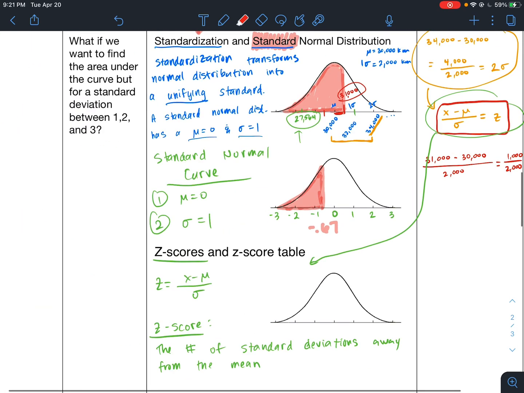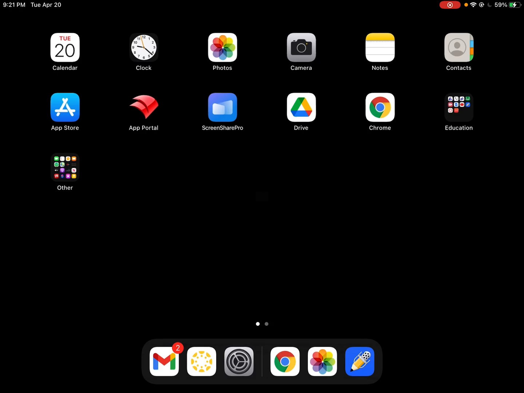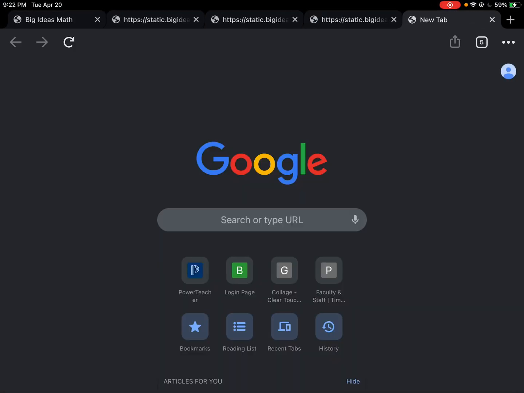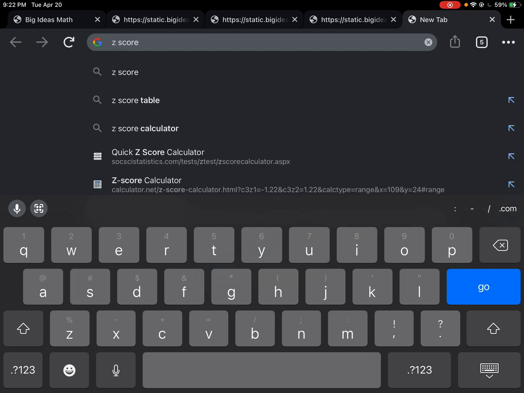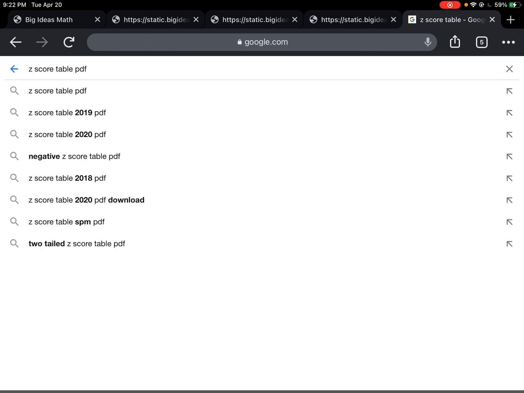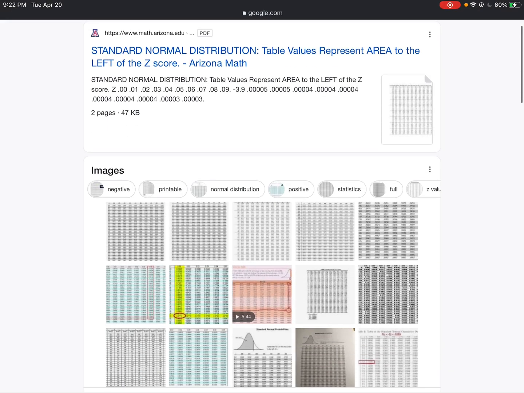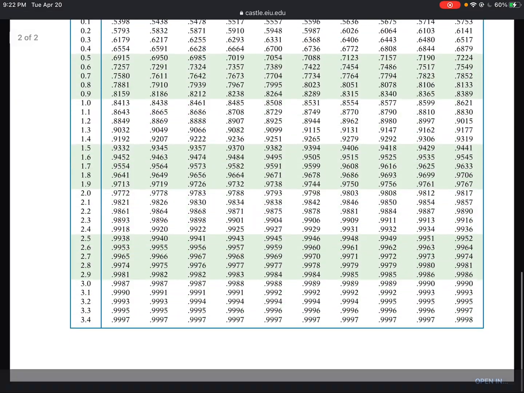So this is where we use a z-score table. You should be able to print a z-score table off online. I'll probably post it on Canvas. In fact, right now I should probably go ahead and find one for us. So, z-score table, and I'm going to specifically ask for a PDF. So if you're looking for one, you can just search z-score table PDF and you should be able to find one. Okay, perfect. This will do good for me.